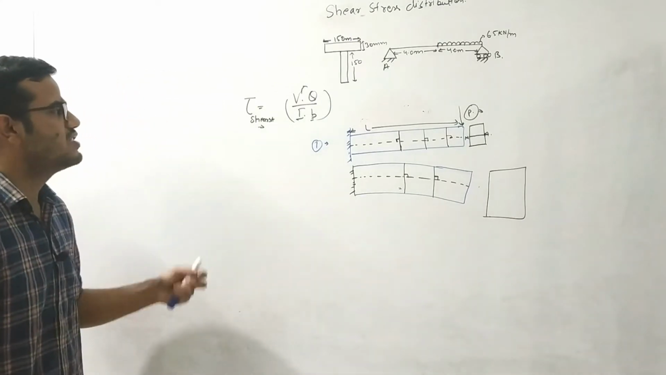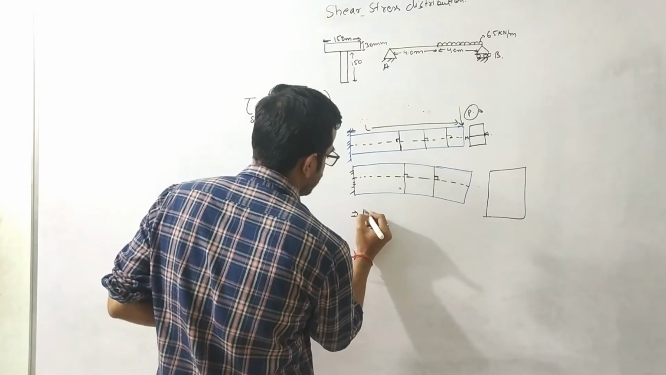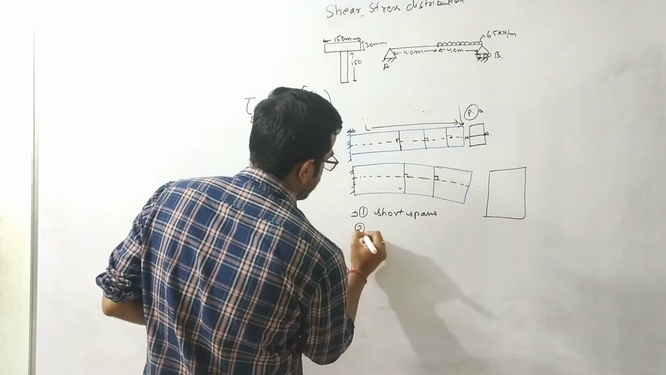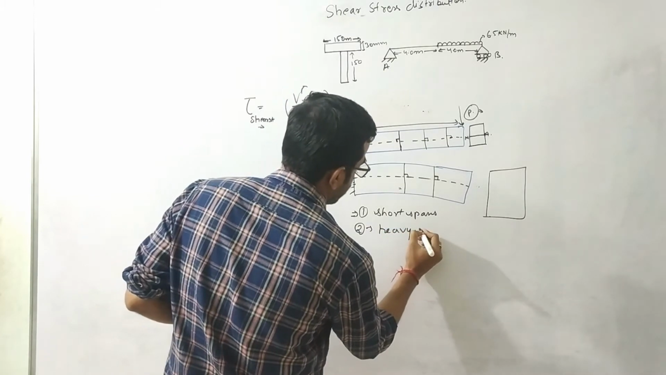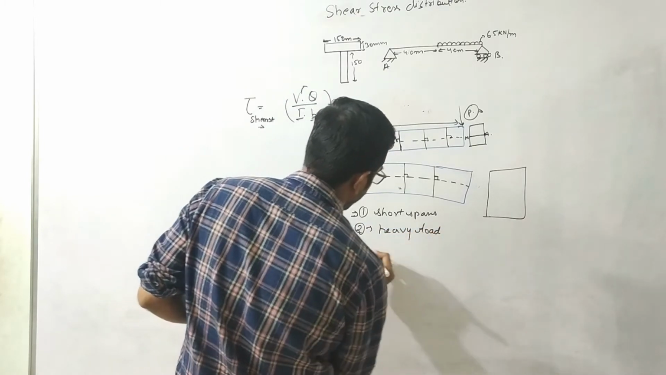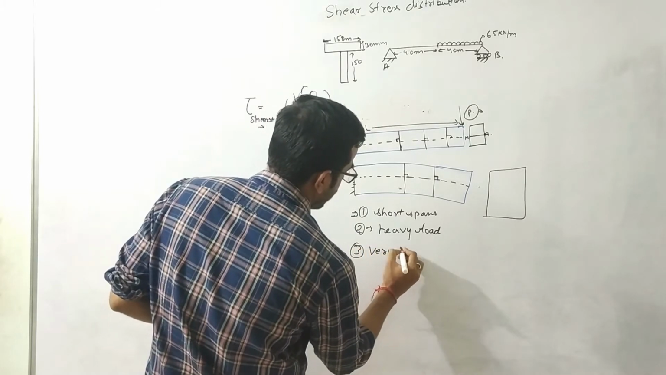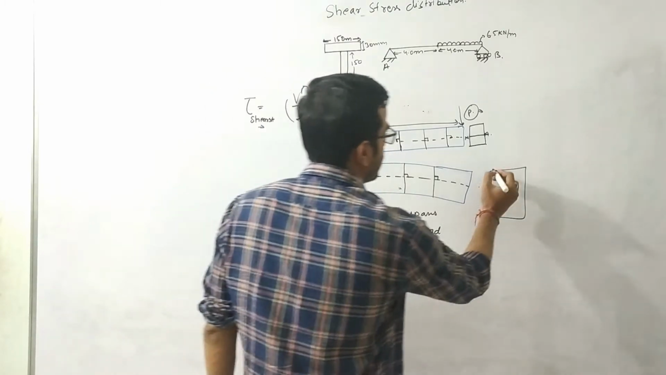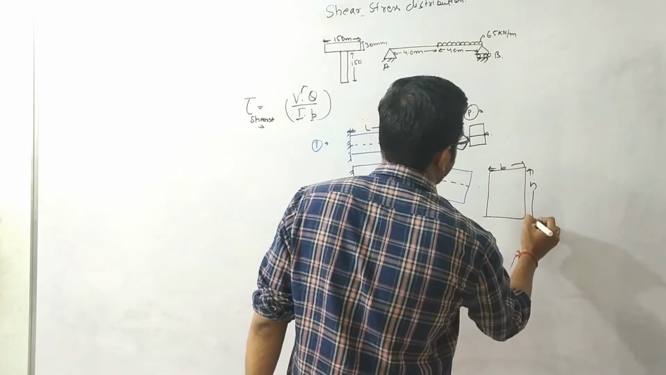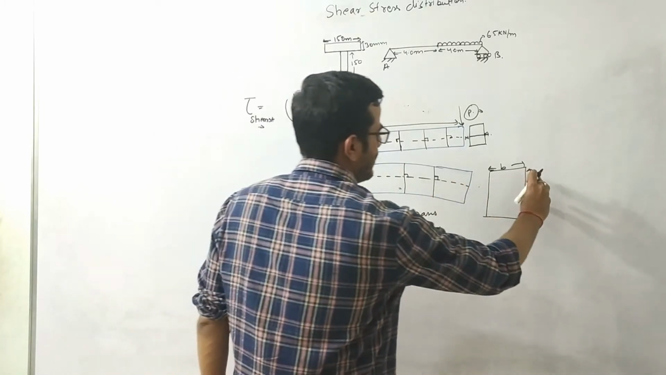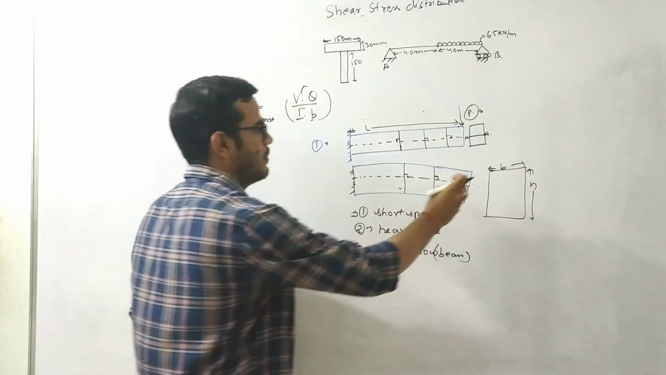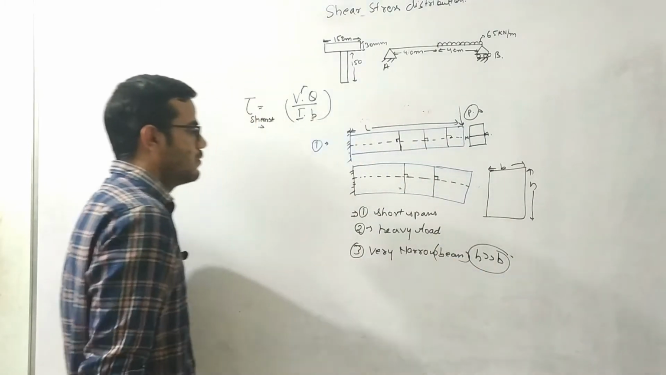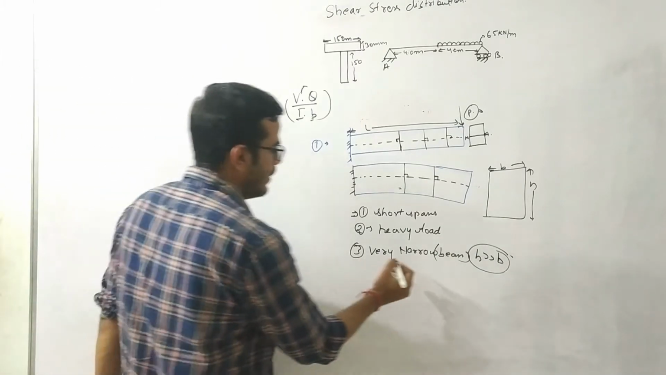When these conditions are met, when we use shorter spans, heavy load, and very narrow beams. Very narrow beams means what? This is the width b, this is h. The depth of the beam is much larger than the width of the beam. Here we can say that h is larger than b. So this is a very narrow beam.